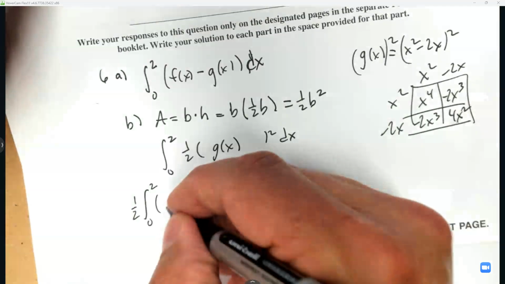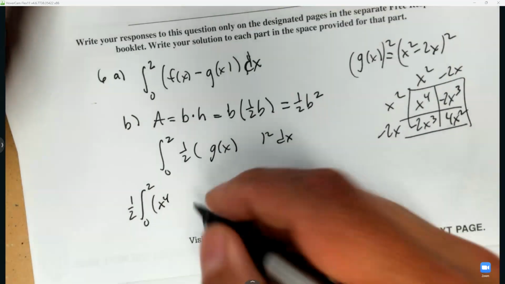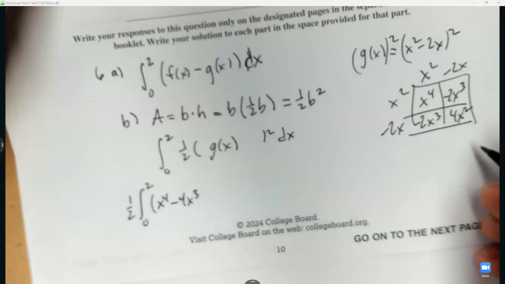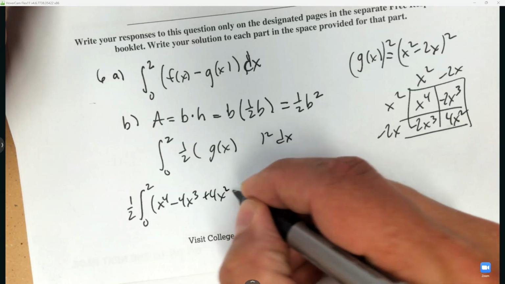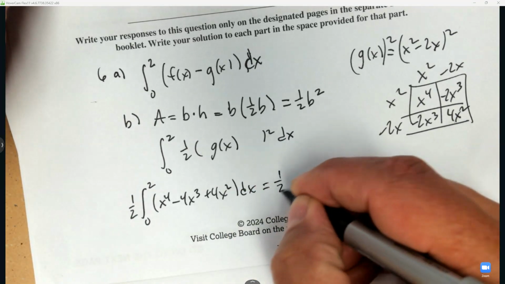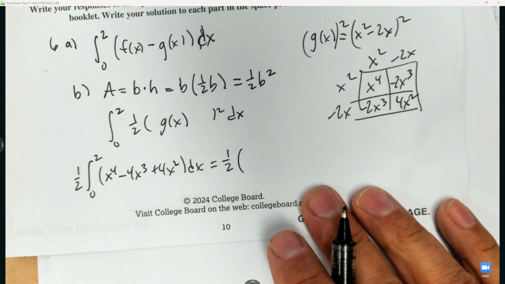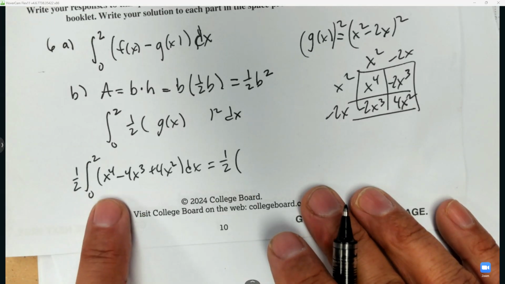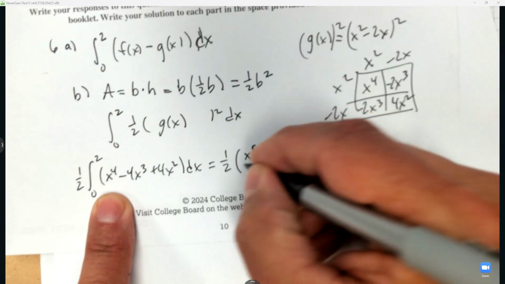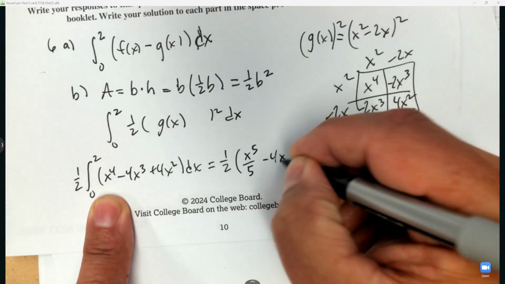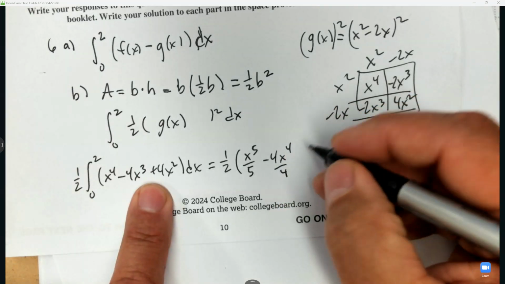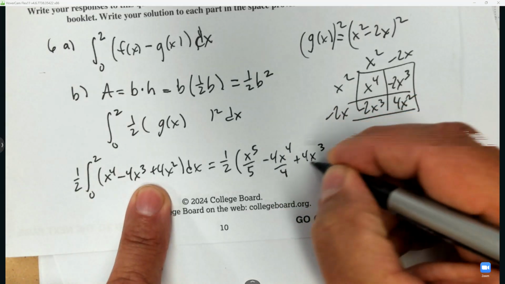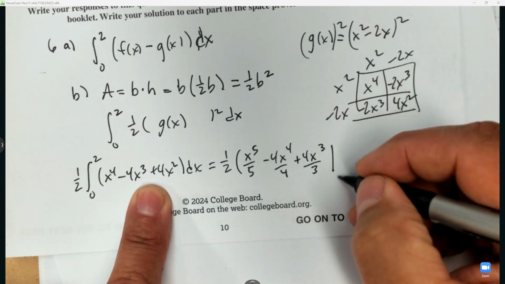And then I'm going to write that in, which is x to the fourth minus 4x cubed, combining like terms, plus 4x squared. So that 1/2 can just stay in front, and it doesn't even need to distribute. It could just be part of the answer in front, and then I'm going to integrate here. So I'm going to add 1 to the exponent and divide, and that goes from 0 to 2.